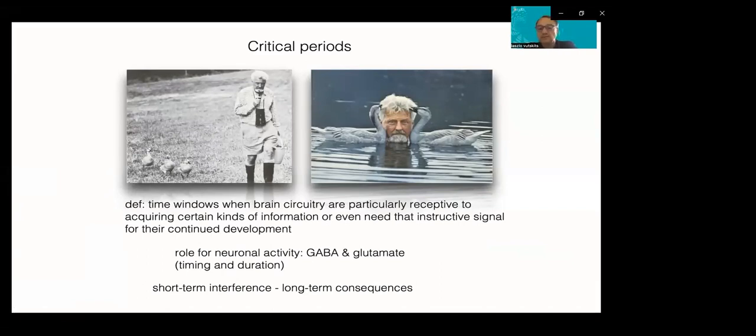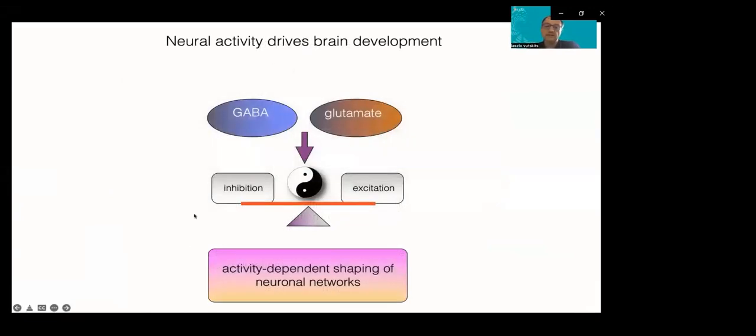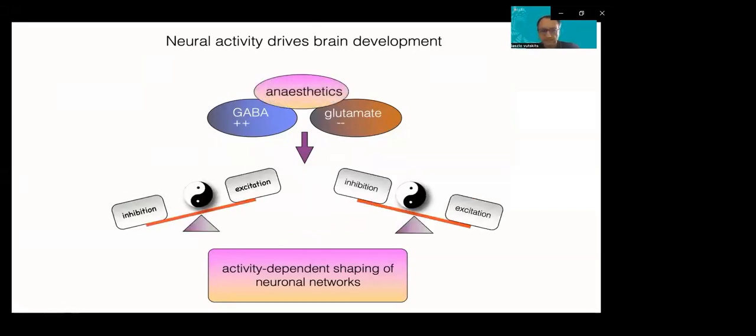So in this context, if we consider schematically that the inhibition-excitation balance during brain development is mainly driven by GABAergic and glutamatergic neurotransmission, if with anesthetics we interfere with these physiological patterns of neurotransmission, we can push the inhibition-excitation balance in one way or another, and we can interfere with the activity-dependent shaping of neuronal networks.